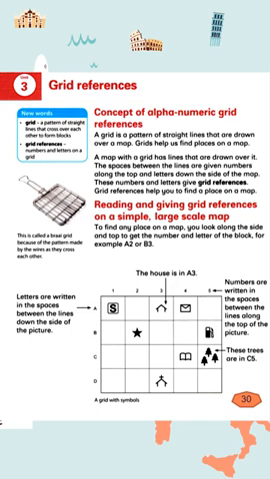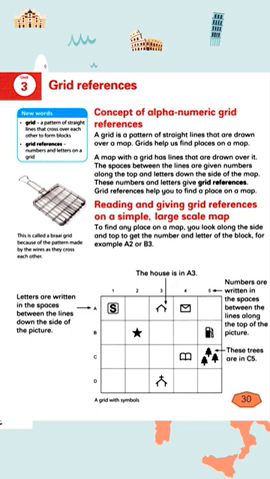If you look below the new words, you will see a braille grid. And we call it a braille grid because of the pattern made by the wires as they cross each other. And your map grid looks very similar. So what is the concept of alphanumeric grid references? A grid is a pattern of straight lines that are drawn over a map. Grids help us find places on a map.